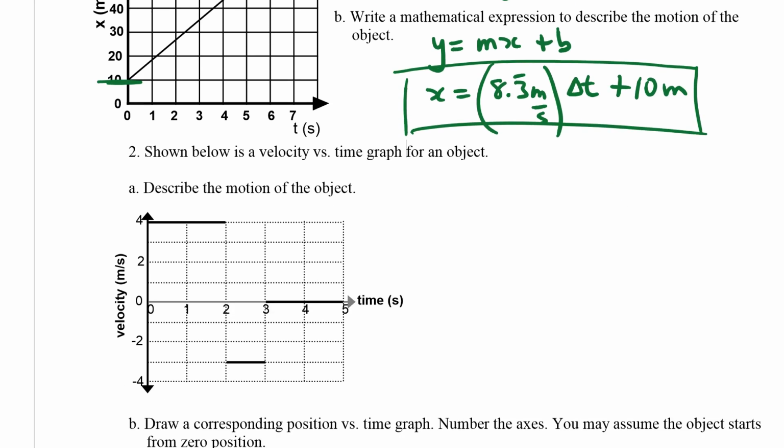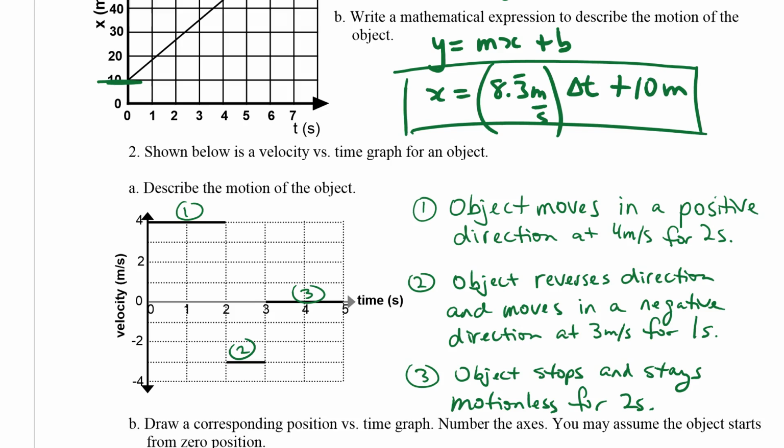Shown below is a velocity versus time graph for an object. Describe the motion of the object. Okay, I'm just going to hit pause and write my answer out. Alright, here you go. I wrote a bunch of stuff down, so I kind of divided this up into 3 different obvious intervals. So in interval number 1, I wrote the object moves in a positive direction at 4 meters per second for 2 seconds. Then the object reverses direction and moves in a negative direction at 3 meters per second for 1 second, and then the object stops and stays motionless for 2 seconds.